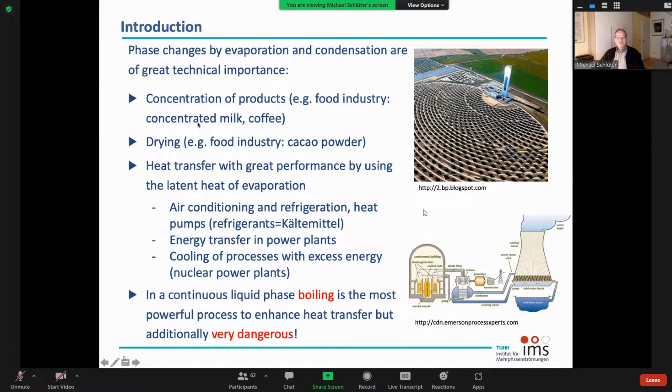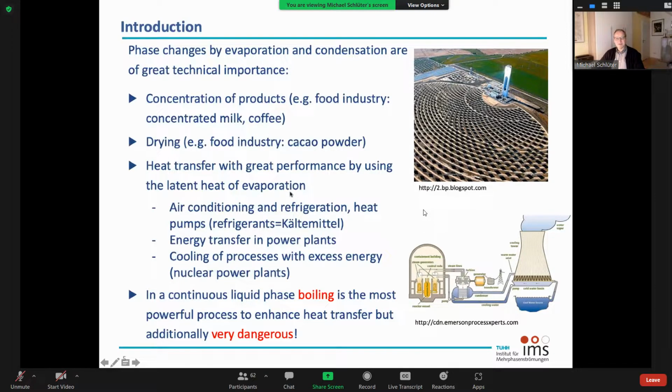And furthermore, we have also these phase changes, condensation and evaporation, if we talk about the concentration of products. Think about food industry, where we have milk powder, for example, or coffee powder. Both is usually first in a liquid phase, and then by drying and evaporating the liquid phase, we come to dry powder. So this is a phase change that we have here. Also, if we dry in food industry cacao powder, for example, this is an evaporation process. And these are typical applications in industry.